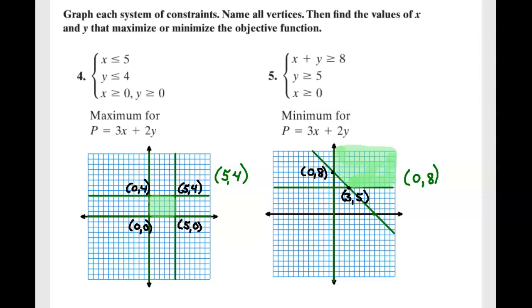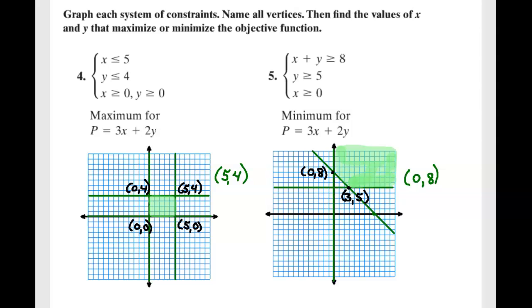So in example number 5, you were graphing the line x plus y greater than or equal to 8. You were graphing the line y greater than or equal to 5 and the line x greater than or equal to 0. So a y line is horizontal, the x line is up and down, and then the x plus y gives you the line that is diagonal. In doing so, we see that we have 2 vertices. So those 2 vertices would act as my minimum.